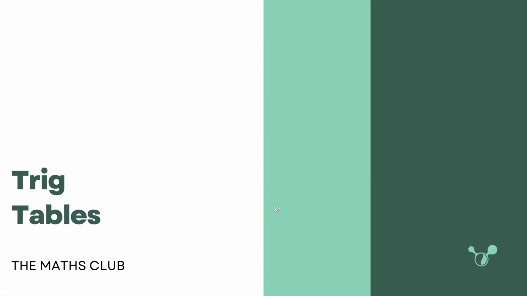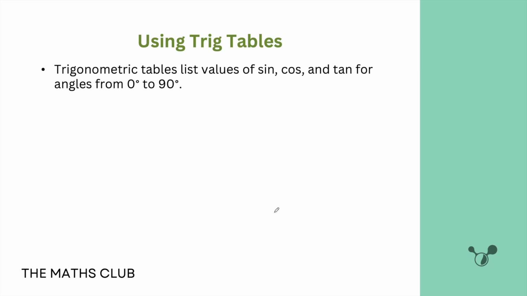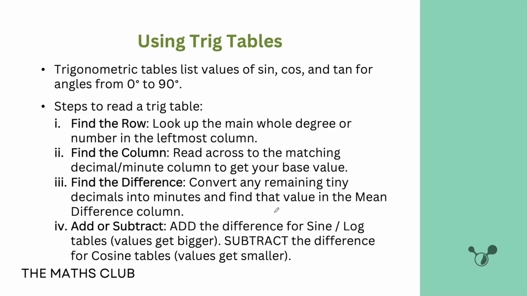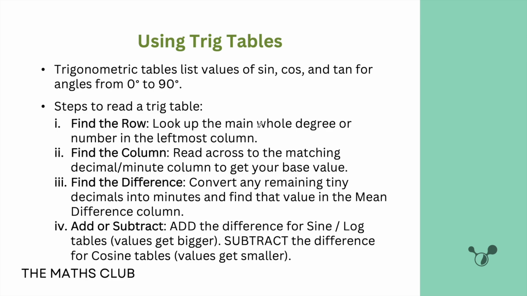So our trigonometry tables. How do you read from trigonometry tables? First thing is there's a trigonometry table that lists values for sine, cos, and tan for angles from 0 degrees to 90 degrees. You can check the back of your New General Mathematics textbook or your four-figure table. So how do we do that? First we find the row. We look up the main degree or number in the leftmost column. I'll do it side by side. I took a screenshot from the New General Mathematics textbook. So step 1 says we should find the row: look up the main degree or number in the leftmost column.